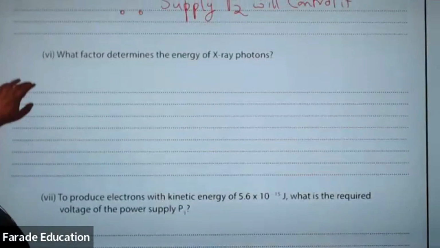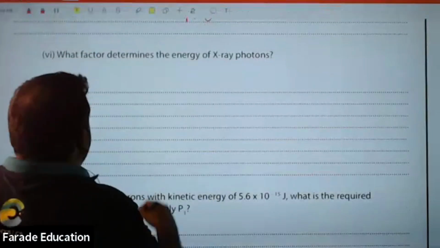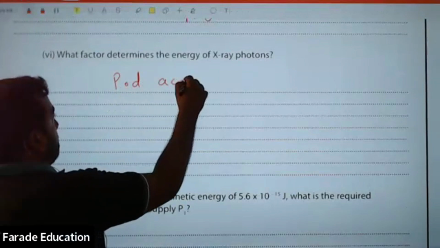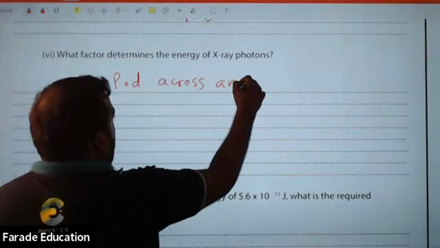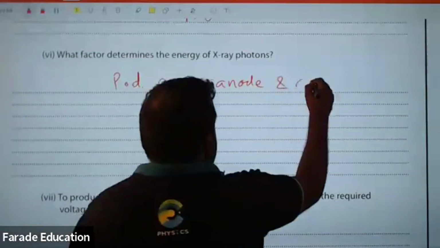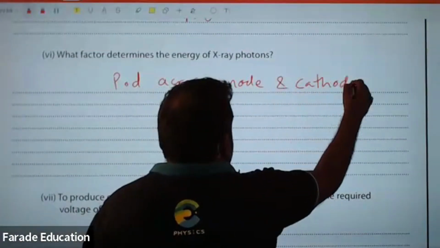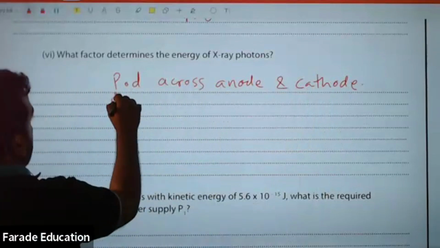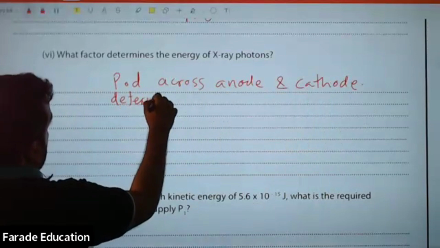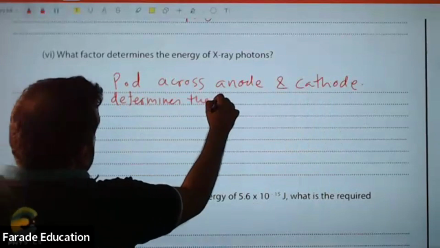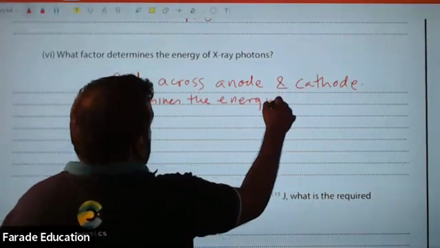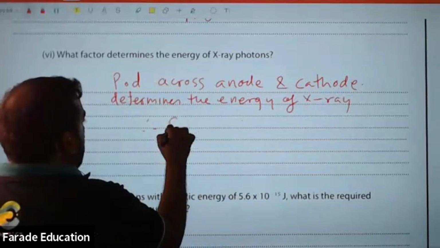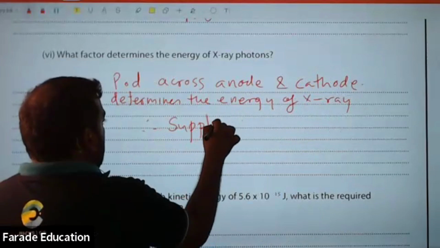What factor determines the energy of the photon? The energy of the photons is determined by the potential difference across the anode and cathode. The potential difference across the anode and the cathode determines the energy of the X-ray. Therefore, supply P1.